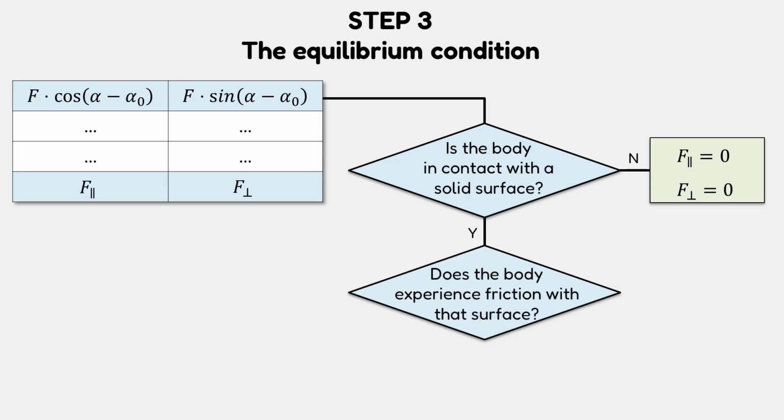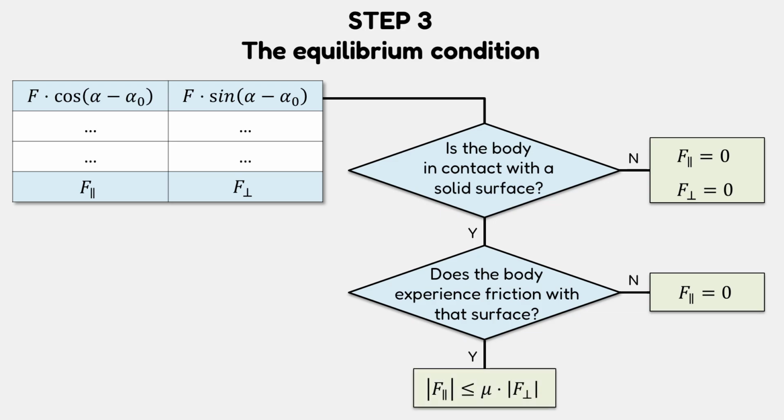Does the body experience friction with that surface? By experience friction, we mean is at least one force trying to push or pull the body so that it would slide along that surface? If the answer is no, the equilibrium condition is F parallel equal to 0. If the answer is yes, then the condition becomes the absolute value of F parallel less or equal than mu times F perp, in absolute value.